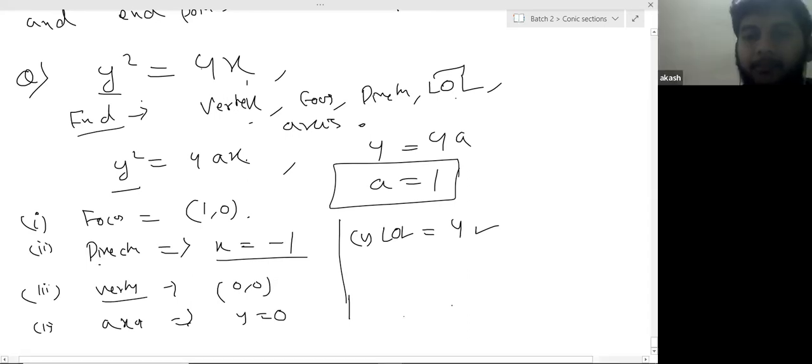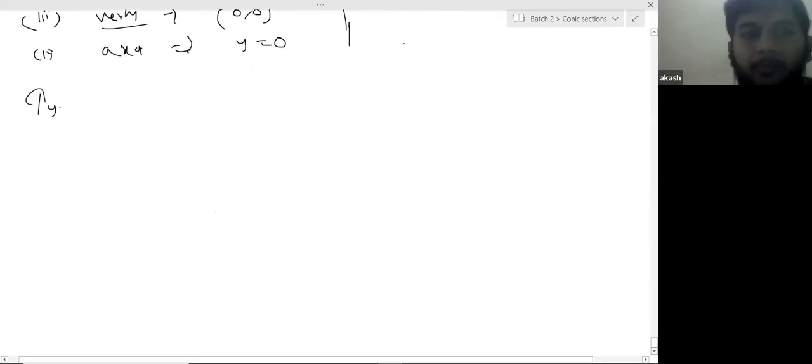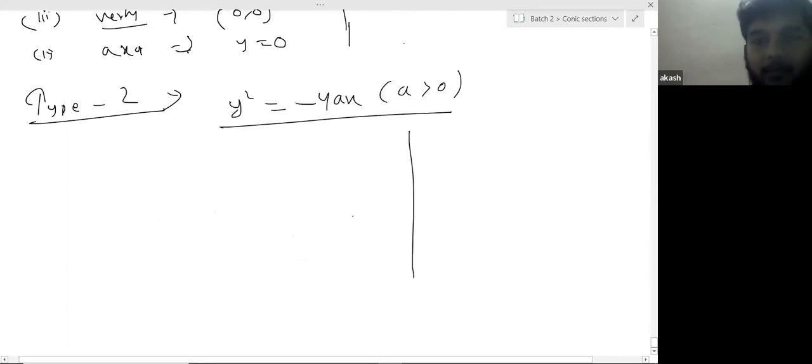Done. All right, write it down. Type 2. Type 2 is y square equals to minus 4ax. Here also a is positive.